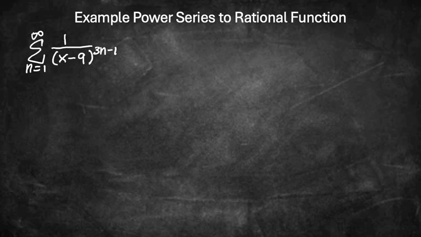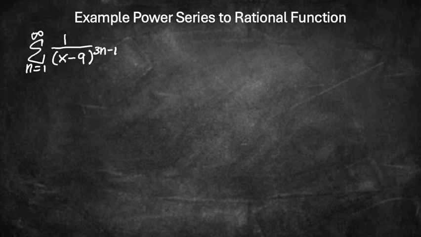Now, if you list out the first few terms of that series, you'll see that what it's going to look like is a function that has an infinite number of terms. And we want to write that in a more simple way so that it doesn't have an infinite number of terms. And so we're going to try to rewrite it as a rational function.